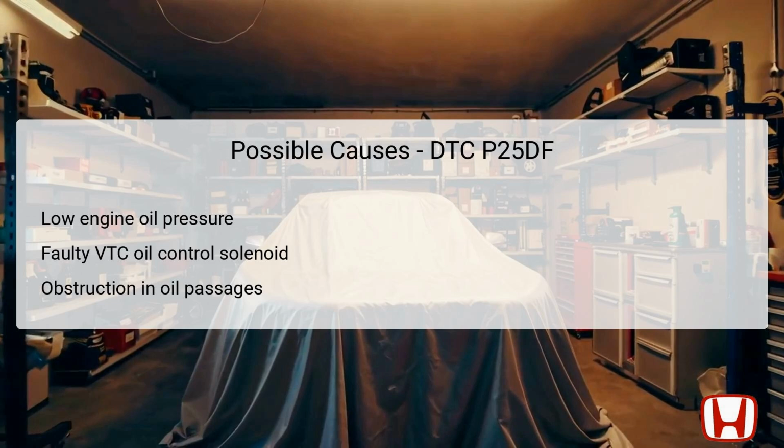Several possible causes contribute to the activation of DTC P25DF. Low engine oil pressure can interfere with the function of the VTC system, as insufficient oil flow can result in inadequate lubrication and improper timing of the camshaft. Additionally, a faulty VTC oil control solenoid valve can hinder the correct flow of oil, preventing the camshaft from adjusting as required. This valve plays a vital role in managing the oil supply to the VTC actuator.